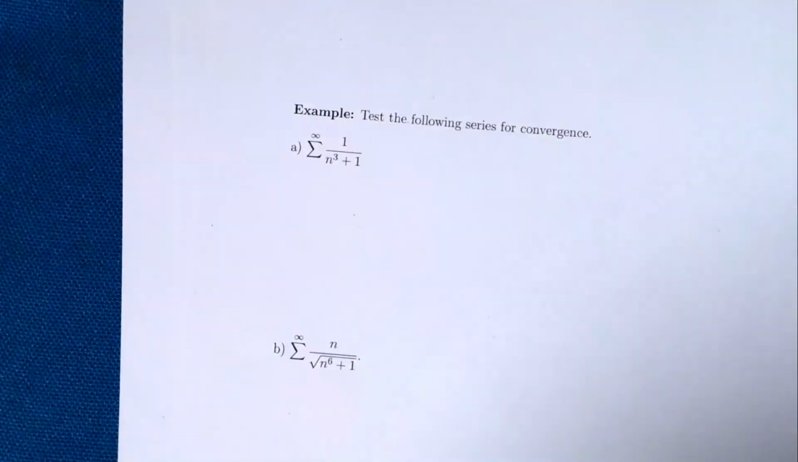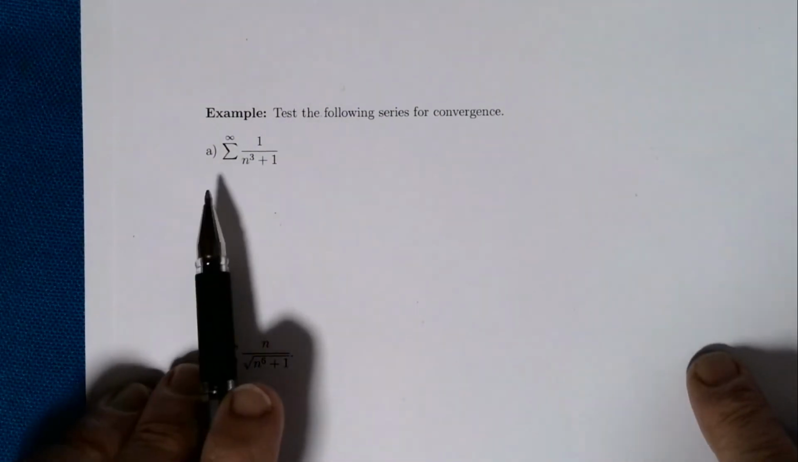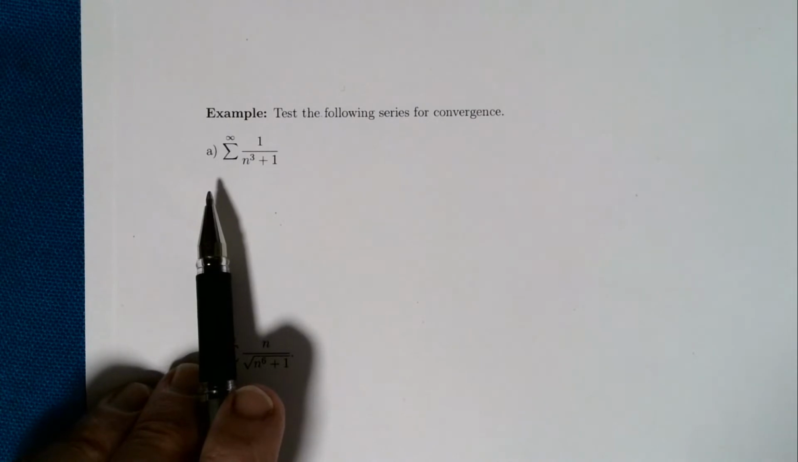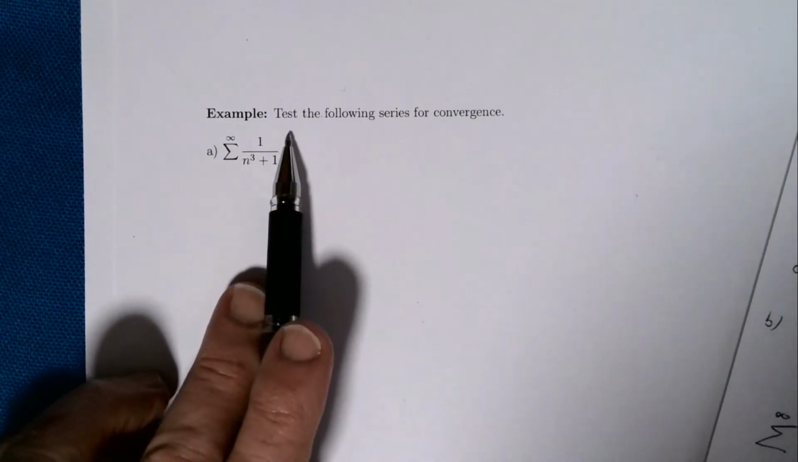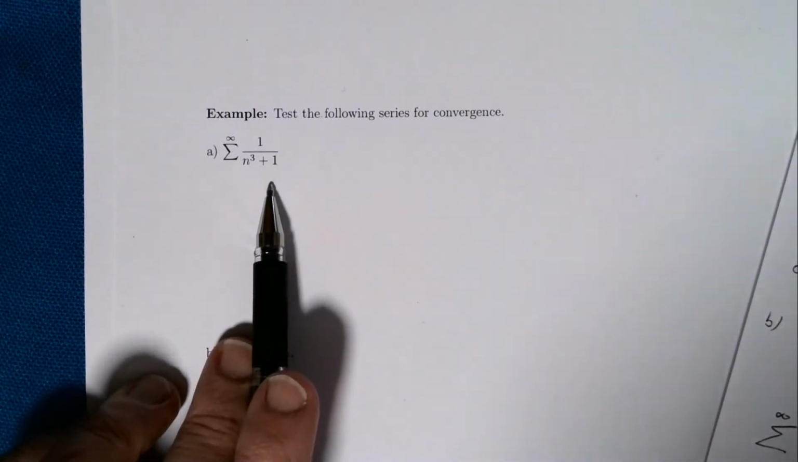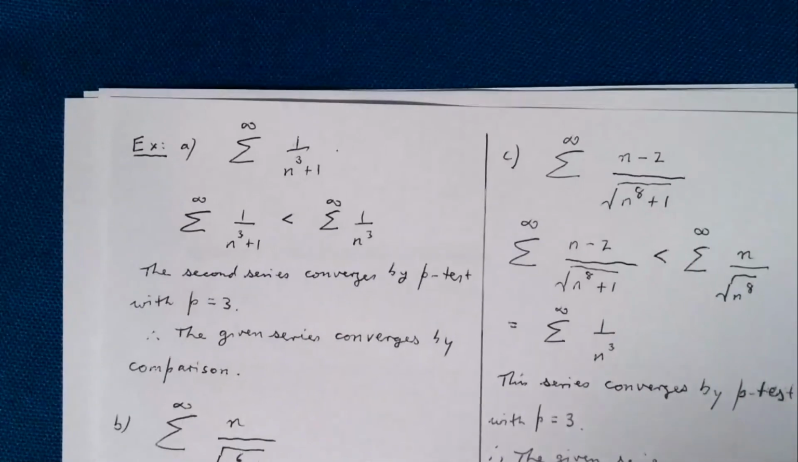Now, the best way of seeing how this works is to do lots of examples. So I'm going to do 4 examples of this, and then we'll have some more in the tutorial problems. These are the sort of things I expect you to be able to do. So I give you this infinite series, 1 over n cubed plus 1. We want to test this for convergence. So here's how we approach this one.